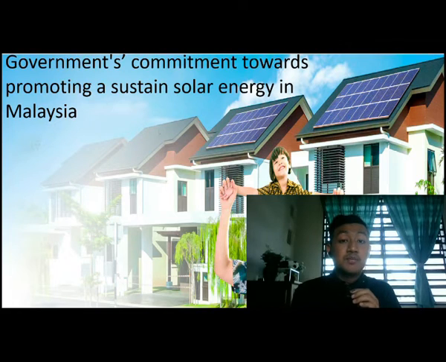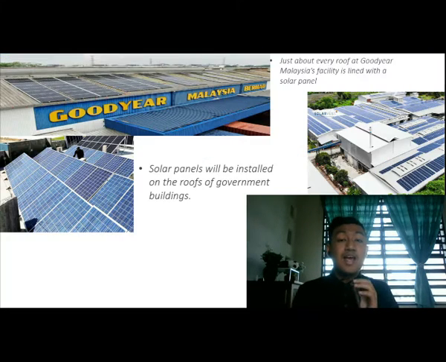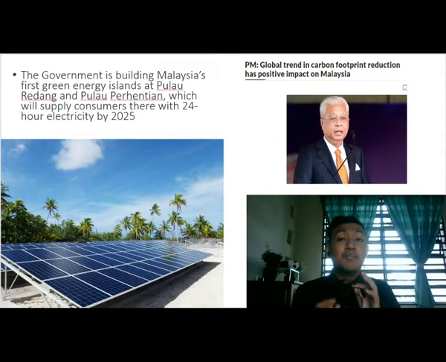As Malaysia transforms into a high-income nation, the national development strategy must be in line with the megatrends of the world. Just about every roof at the Goodyear Malaysia facility is lined with solar panels. Solar panels will be installed on the roof of government buildings. The government is also creating Malaysia's first green energy island at Pulau Redang and Pulau Perhentian, which will supply consumers 24/7 electricity supply by 2025.